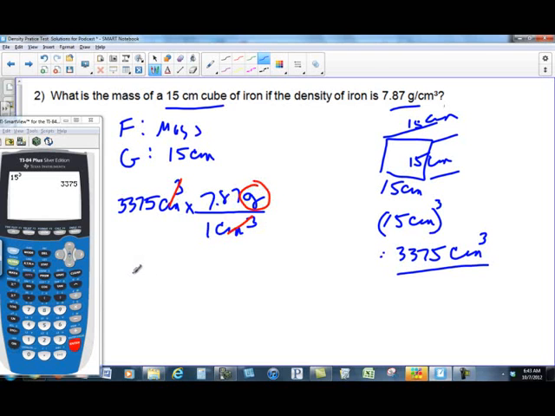So it's going to be 3375 times 7.87, and I get that number. Now let me see, I want 2 sig figs, so it's 27,000 grams, which I could also write as 27 kilograms, because there's 1,000 grams in a kilogram.